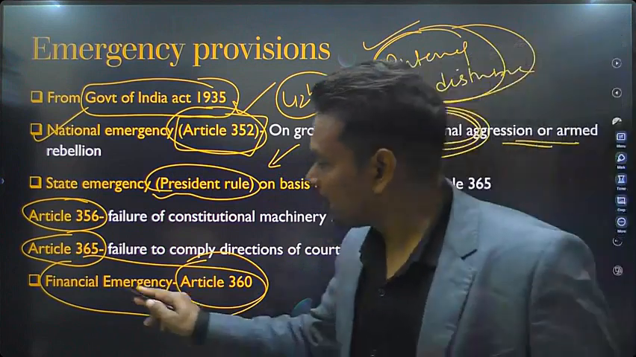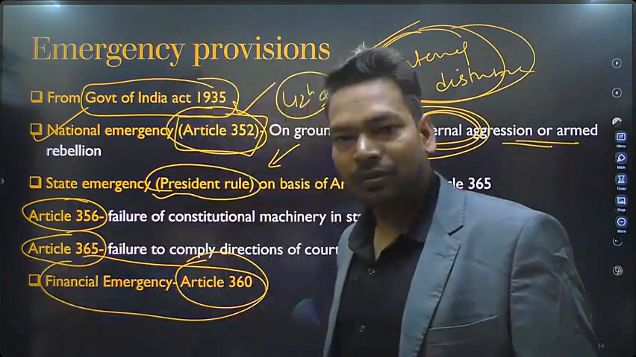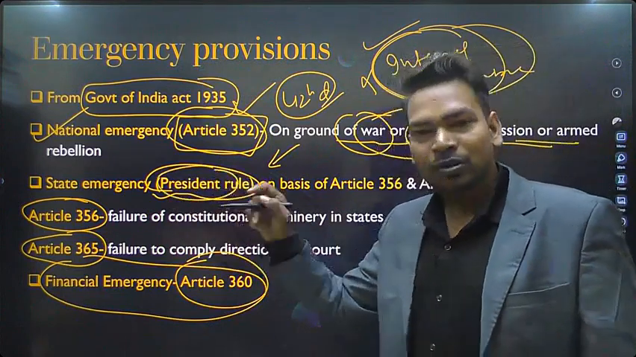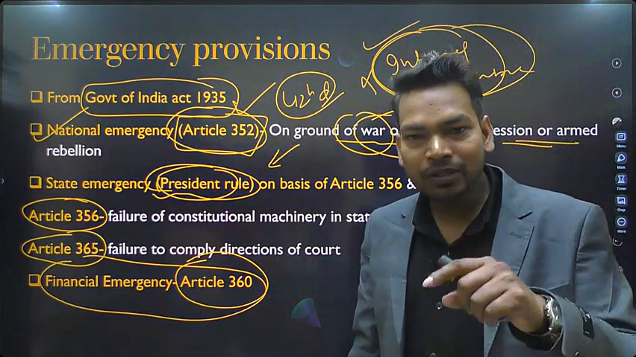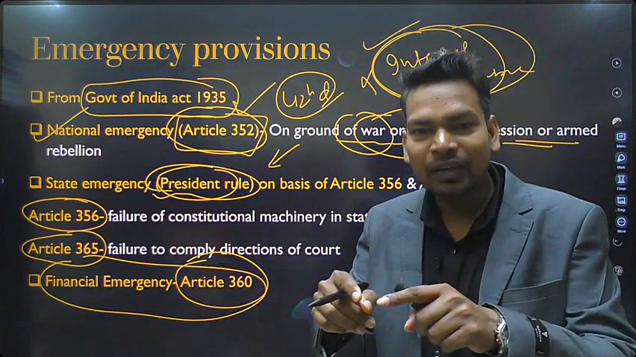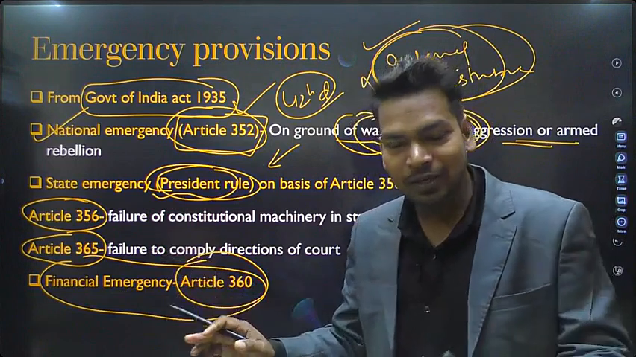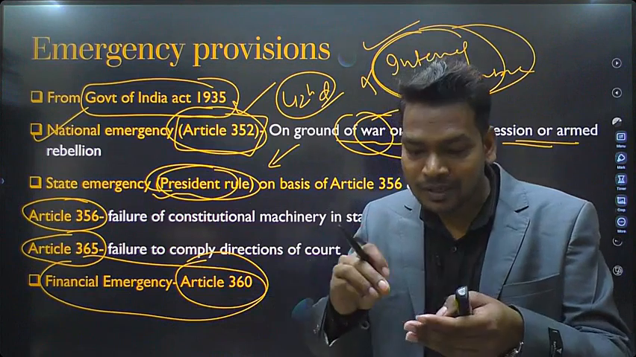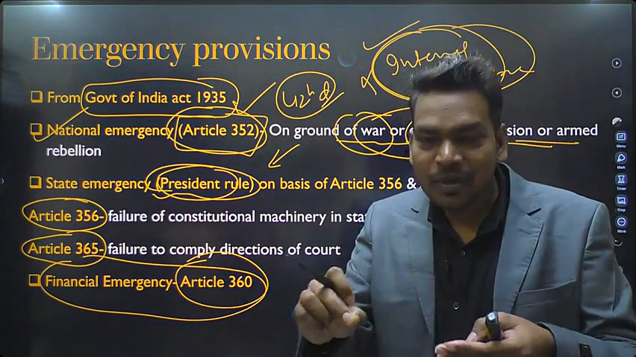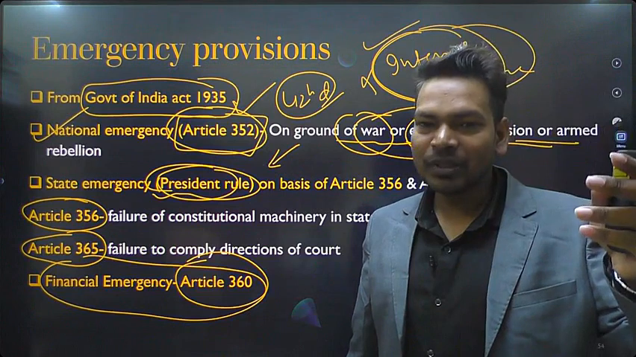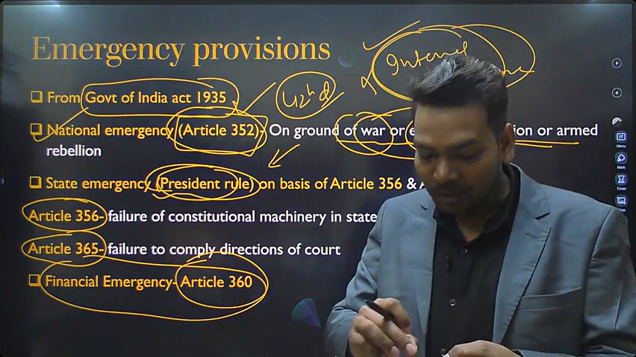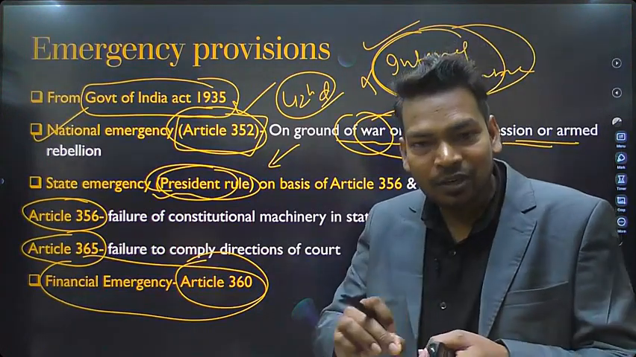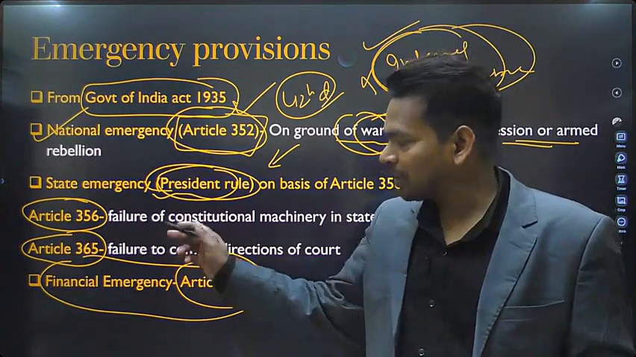State emergency is based on Article 356 and 365. State emergency is also known as President's Rule. Suppose at the center it is a BJP government and in Bengal it is the Didi government, and they are in conflict. Based on these two things, you cannot directly apply it. Right now it needs the approval of the cabinet and the signature of the president also. But at that time, for emergency implementation, it was not required. Right now the consensus of the cabinet and the signature of the president are also required for implementing this emergency.